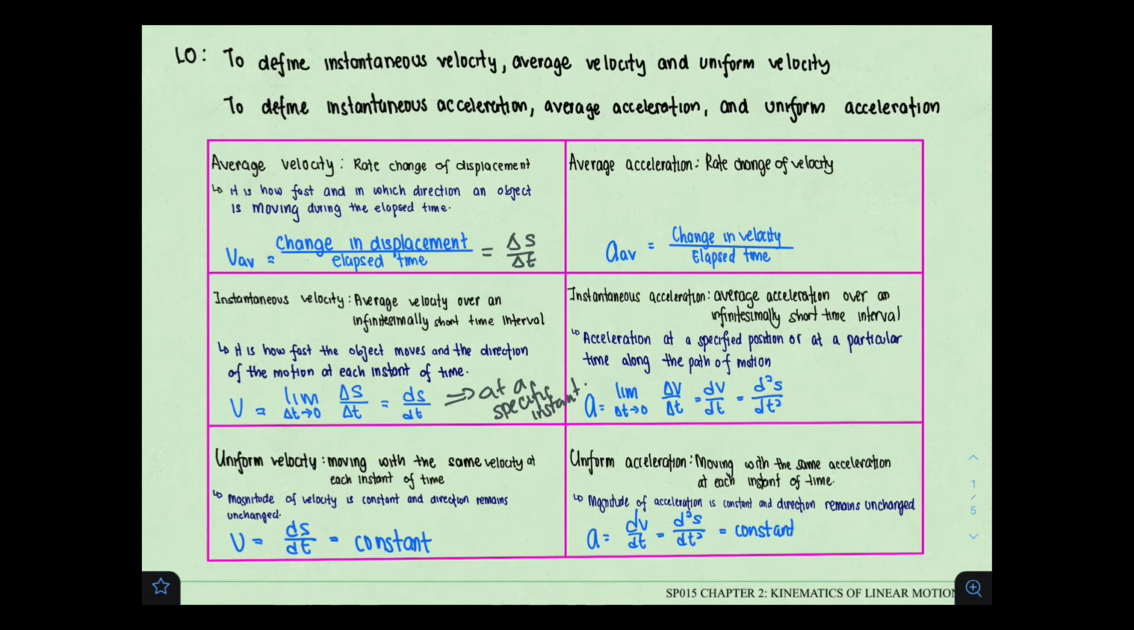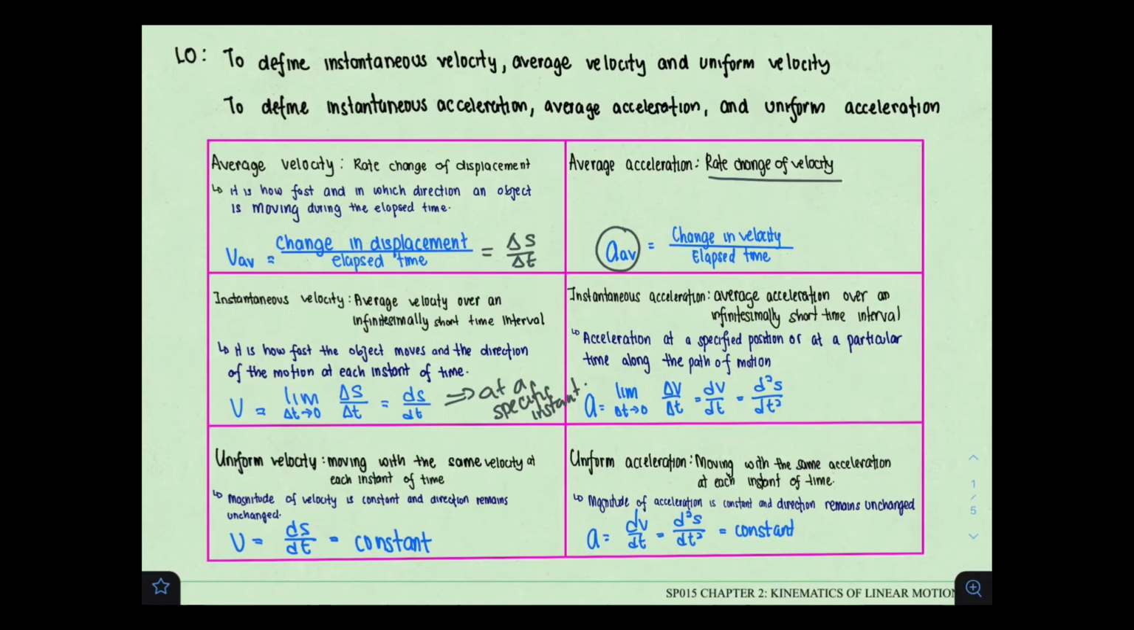Untuk acceleration, the first thing that we are going to cover is to define the average acceleration. So average acceleration dekat sini adalah the change in the velocity divided by the elapsed time. Average acceleration adalah change in the velocity. Perubahan dalam velocity dibahagi dengan masa yang kita ambil, kita akan dapat kita punya average acceleration itu. Ataupun dalam kata lain, it is the rate of change of the velocity.